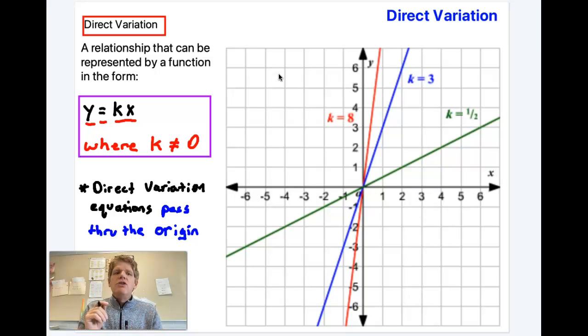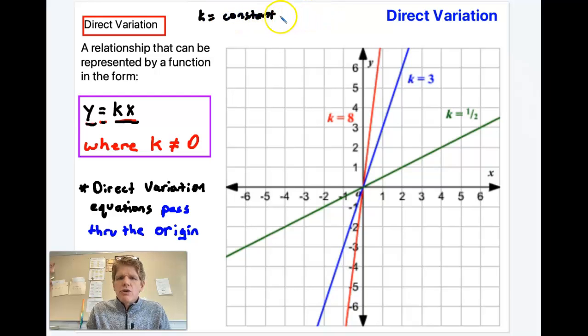We'll get to that. So what you need to remember first of all is that all direct variations follow this form right here. y is equal to kx. What is k? k is the constant of variation. It is the number that you're going to multiply x by to get y at any point on that line. So let's take a look at that in an example.